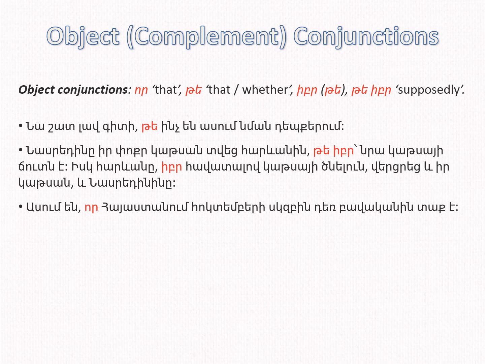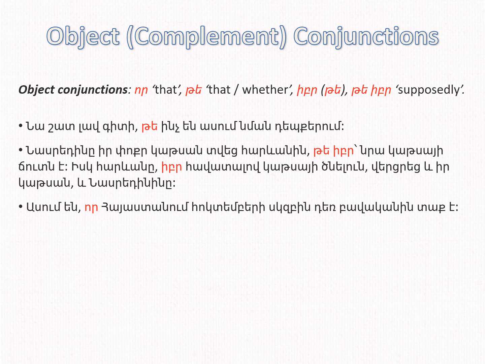Consider the example, Na shatlav gidi te inchen asum naman depkerum. He knows very well what is said in such cases. Here, Armenian uses the conjunction te, whereas in English there is no direct conjunctional equivalent. The clause is introduced by a what word.